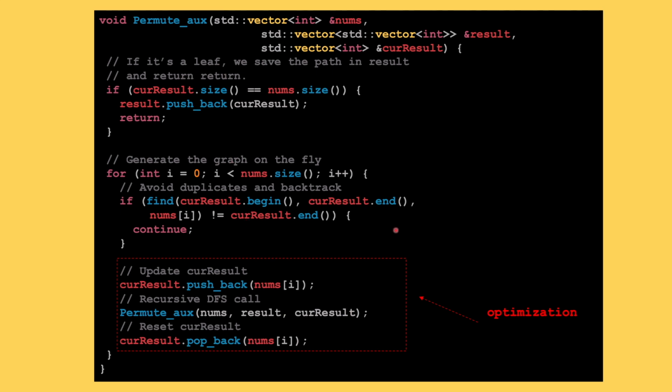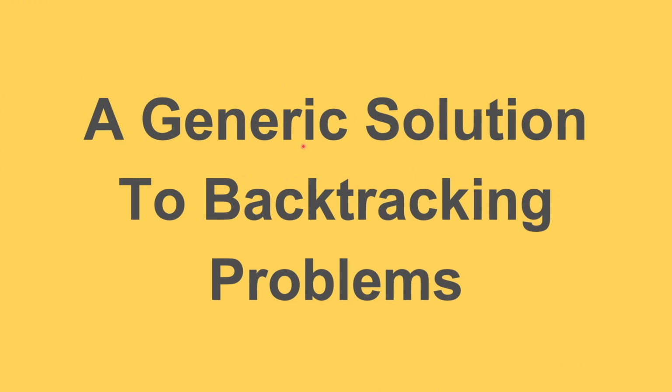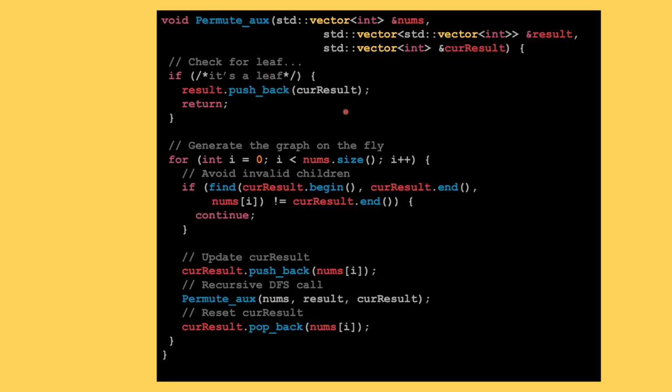Now, before I move on, let's see if we can generalize this to a generic solution for backtracking problems. So please remember exactly what we did. We created an auxiliary function with a given parameter and 2 extra auxiliary parameters. One is gathering all the results, the other one stores the current result up to that node. For this problem, whenever we detected a leaf, we simply store it in the result and then we return.